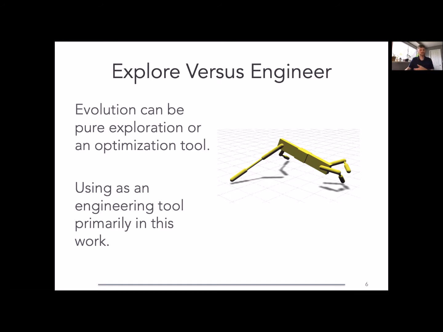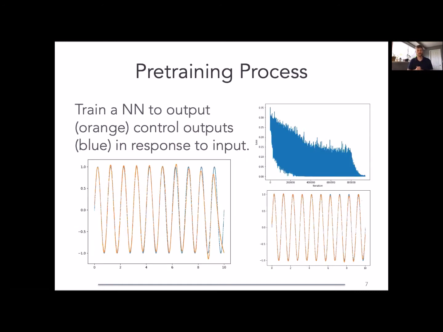So, okay, now that we've covered the bases, let's talk about pre-training for a minute. Our pre-training process, like I mentioned previously, is a supervised learning approach. The basic goal of this is to train a neural network to output a control signal, which in these figures you'll see as the orange dots, to match a predefined oscillatory desired movement. And that's the blue in this case.